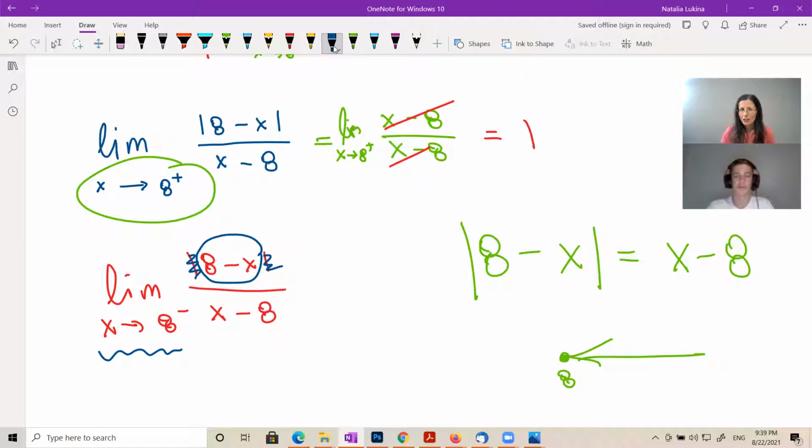And then what is the value of the limit? It's going to be negative 1, because 8 minus x times negative 1 is x minus 8. Yes, because the quantities are the same, just one of them is positive and one of them is negative. So in this case, it's negative 1. This is a very common type of problem, and we do it by analyzing the movement from the left and from the right.